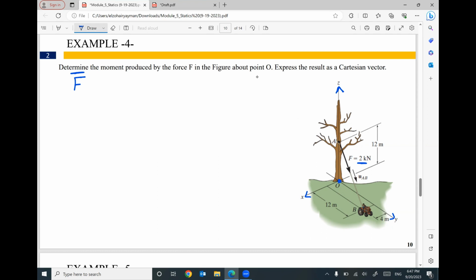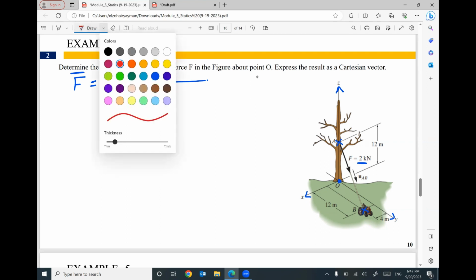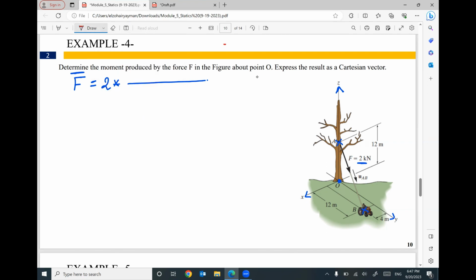So I need to go back to module number 4 that we covered last week. Your force F as a vector equals the force F, 2 kilonewton as a value, times the unit vector. Keep in your mind, this force is going from A to B. Okay, let's start to figure out the coordinates of the 2 points. What are the coordinates of point B?